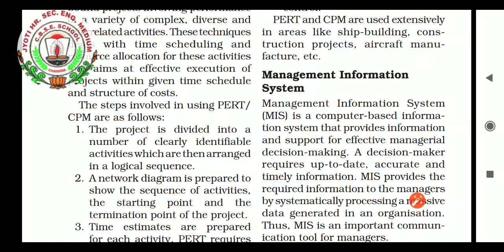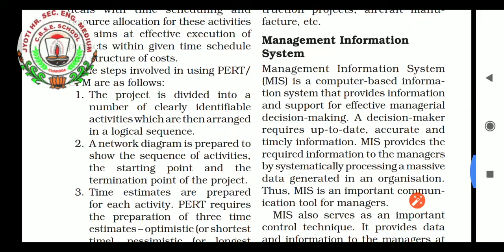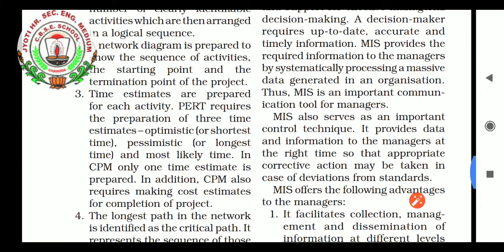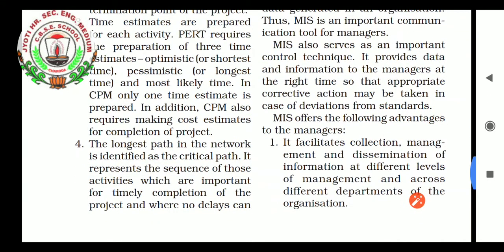Management Information System (MIS). Management Information System is a computer-based information system that provides information and support for effective managerial decision making. A decision maker requires up-to-date, accurate, and timely information. MIS provides the required information to the managers by systematically processing a massive amount of data generated in an organization. Thus, MIS is an important communication tool for managers. It also serves as an important control technique. It provides data and information to the manager at the right time so that appropriate corrective action may be taken in case of deviation from standard.